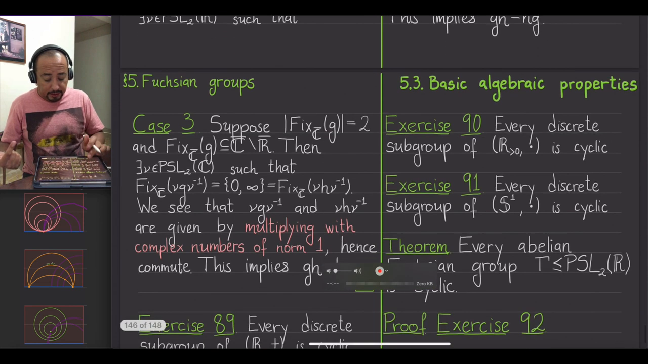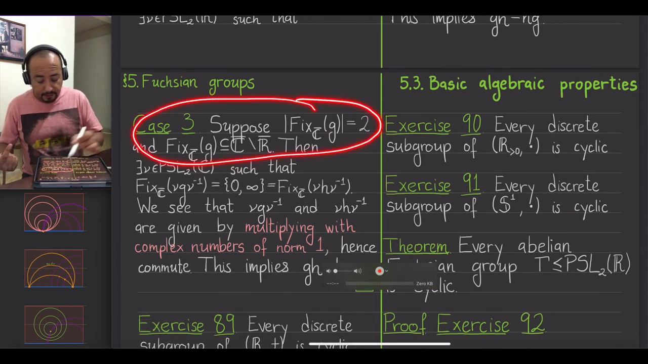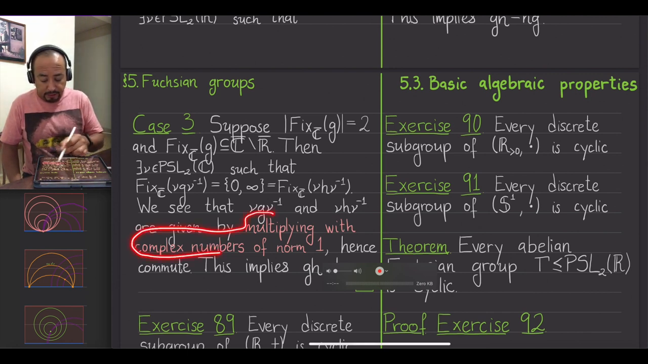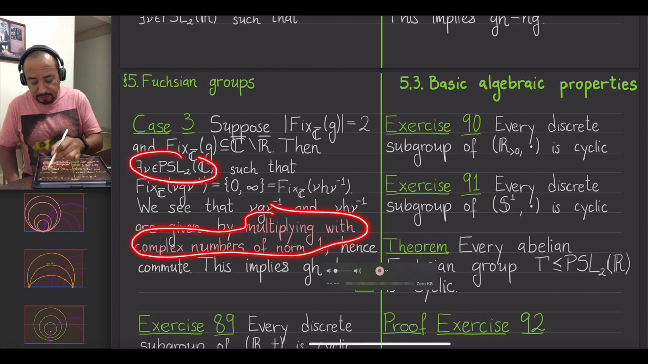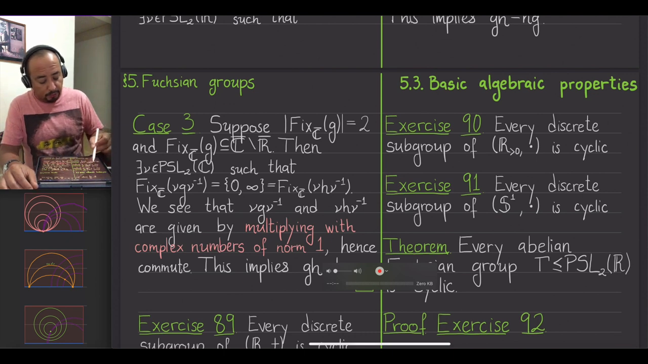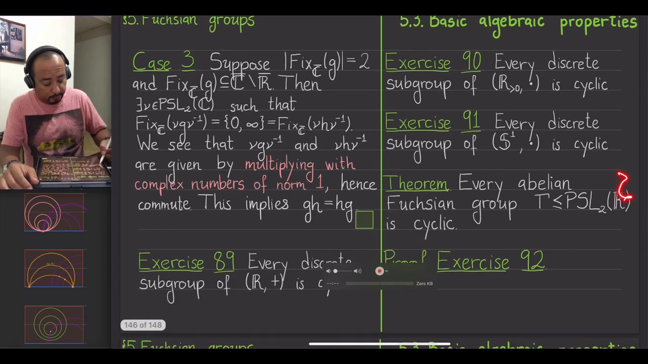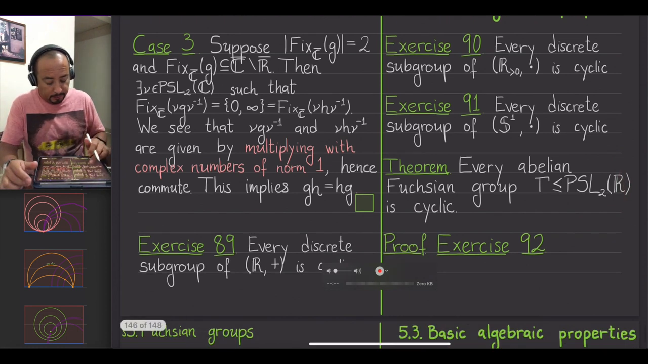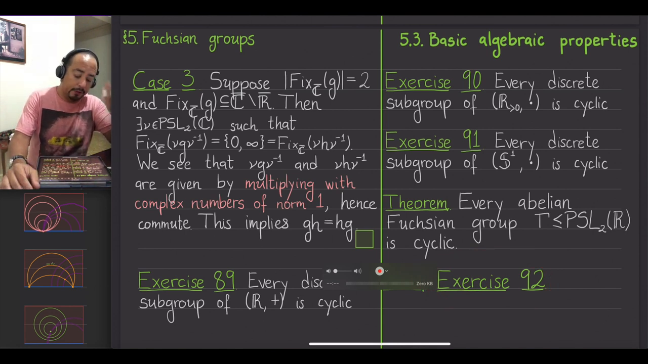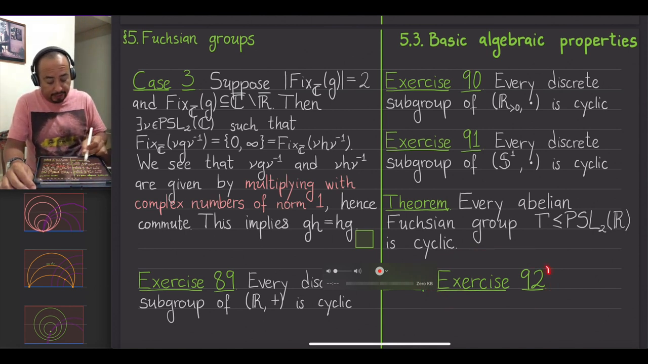And similarly, if this is what happens for the non-identity elements of gamma, then gamma is conjugate, in PSL2C, to a subgroup of the circle. And so on. So we have this theorem. And then you see why I leave it as an exercise, right? At this point it's an easy proof, although writing it would have taken me a lot of time, a lot of space.